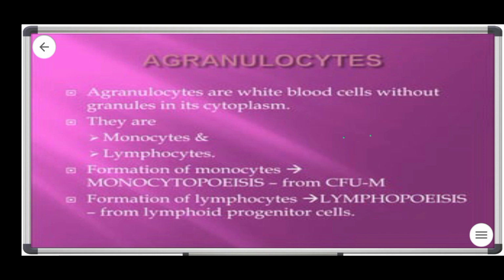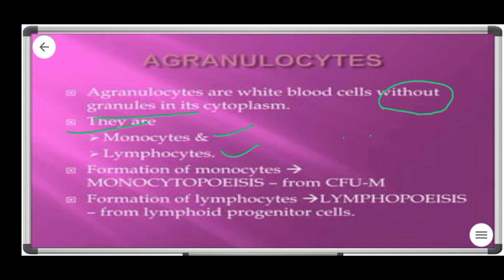Agranulocytes are white blood cells without granules in their cytoplasm. They are mainly classified into two categories, monocytes and lymphocytes.